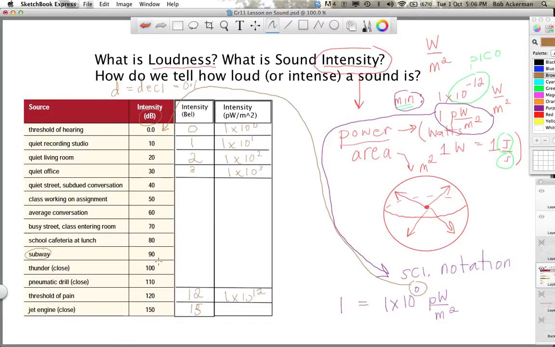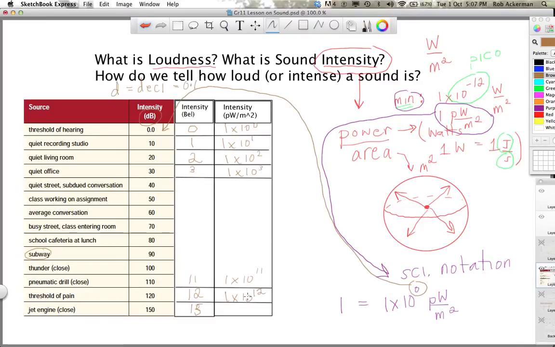And so you'll see the TTC subway workers walking around with earplugs in their ears because they don't want to go deaf or have hearing loss before their time. Of course, some really loud sounds, a pneumatic drill on a pavement with some of those workers, 110 decibel, 11 bel, 1 times 10 to the 11 picowatts per square meter, and then actually painful hearing over here.